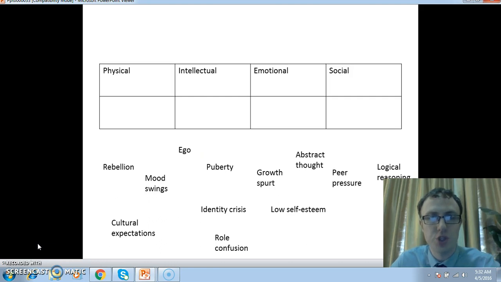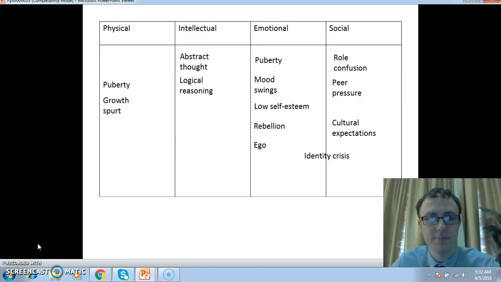Your task, if you choose to accept it, is to try to put the different words below into the correct column. Pause the video and have a go. Here are the answers. Some of them you might find actually cross over more than one column, okay? Some of them, especially emotional and social, tend to overlap quite a lot.